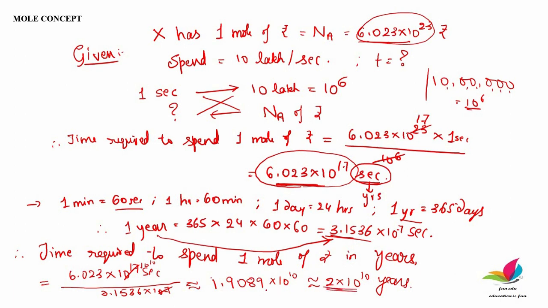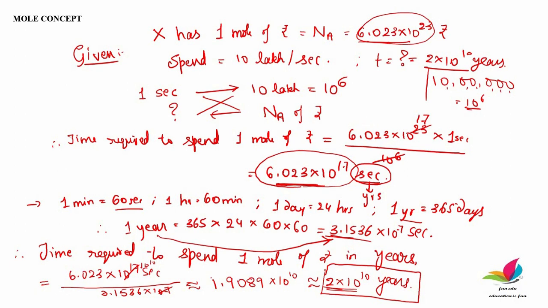So 1.9, I have approximated it to 2. So the final answer in terms of years is 2 into 10 to the power 10 years. So what is the time required for X to spend all the Avogadro number of rupees? X requires 2 into 10 to the power 10 years to spend all the Avogadro number of rupees. I hope it's a very simple question. I hope you guys understood this one.